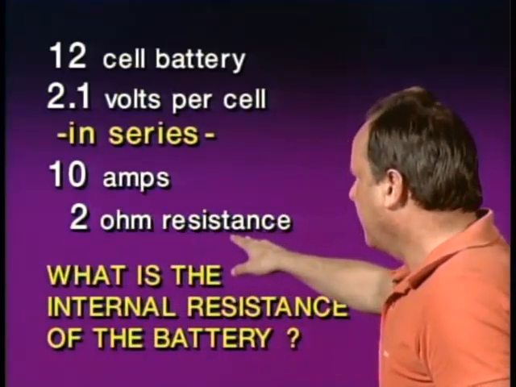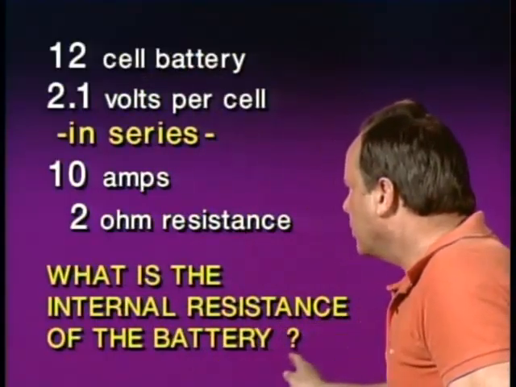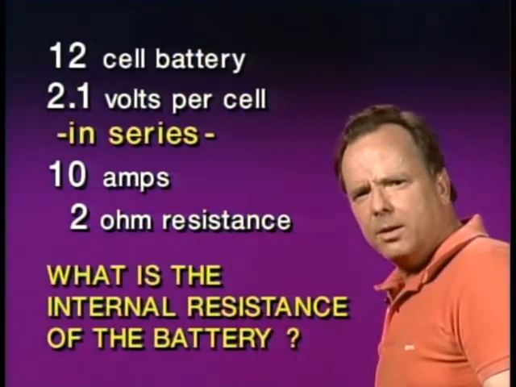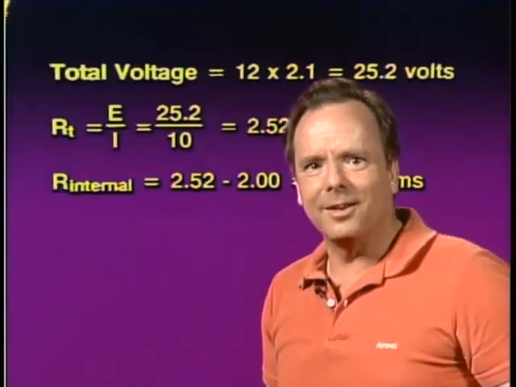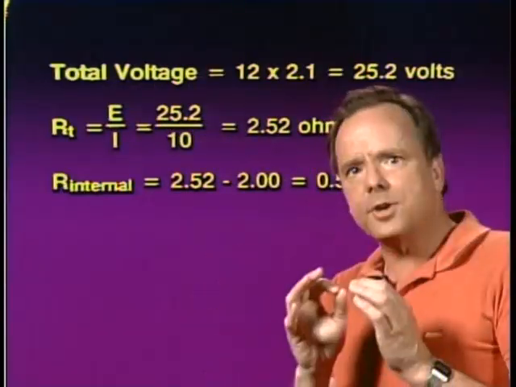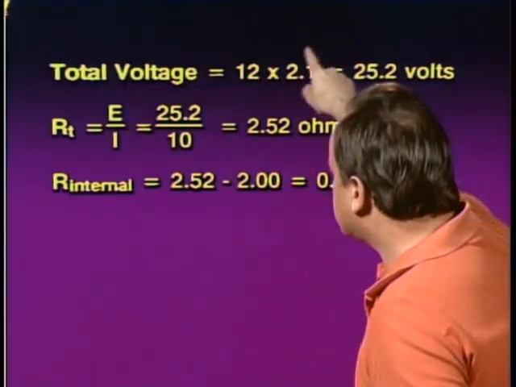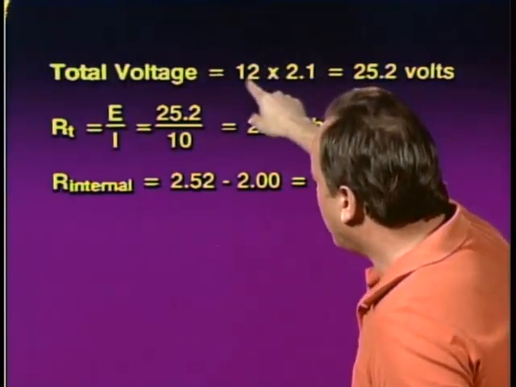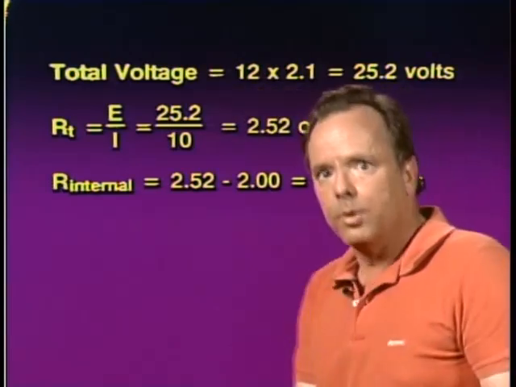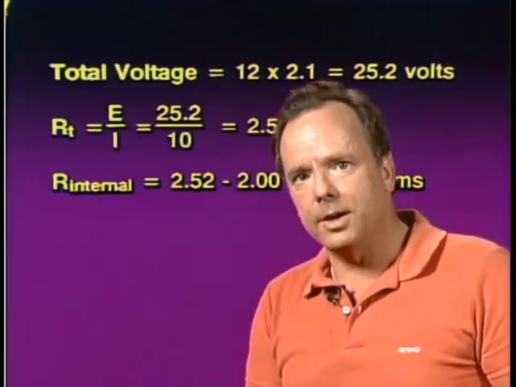Let's do another one. This time, they're getting a little bit tricky. They say you have a lead acid battery with 12 cells. And each cell is 2.1 volts per cell, and they're connected in series. And then they're going to say that you have 10 amps furnished by that battery to a circuit with a 2 ohm resistance. Now, if that's the setup, the question they're asking you is, what is the internal resistance of the battery?